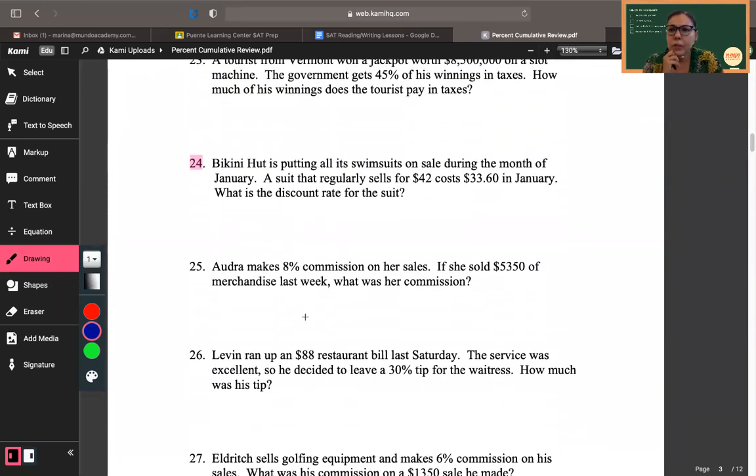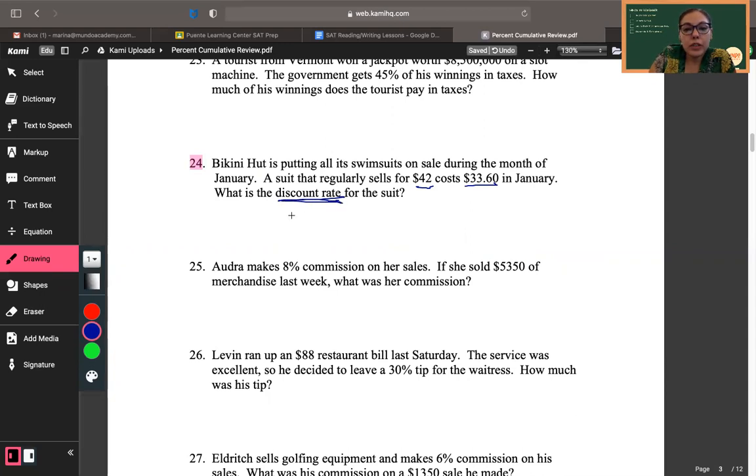This one is similar in terms of we're finding a percent. So we have Bikini Hut putting all its swimsuits on sale during the month of January. A suit that regularly sells for $42 costs $33.60 in January. What is the discount rate? So here we want to find the discount rate.